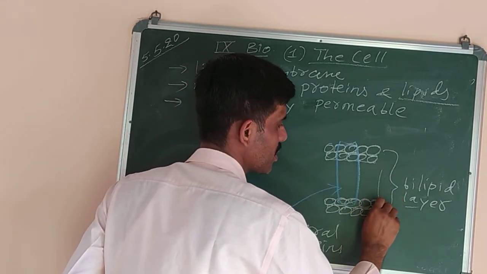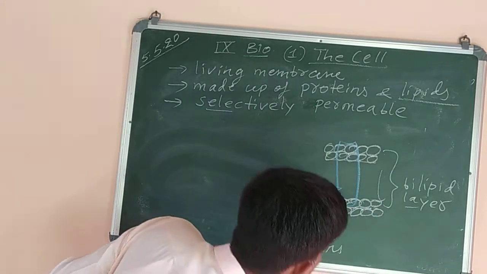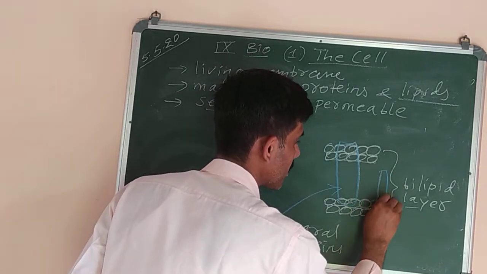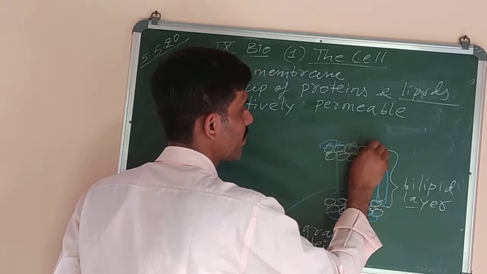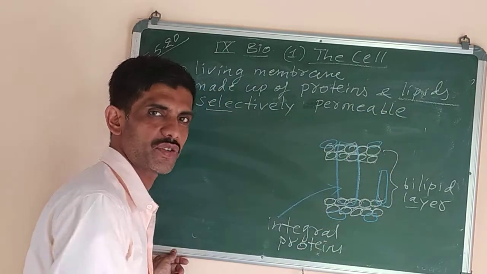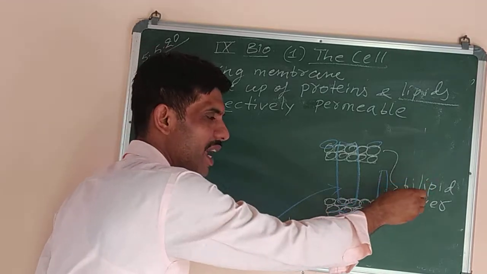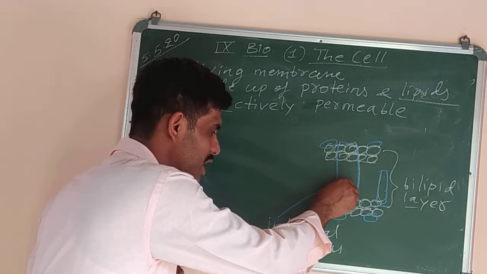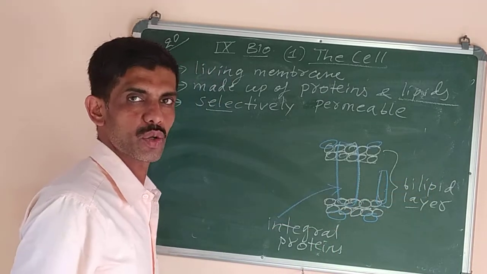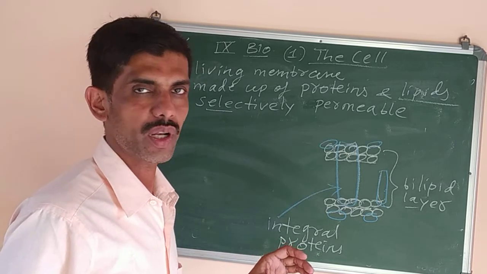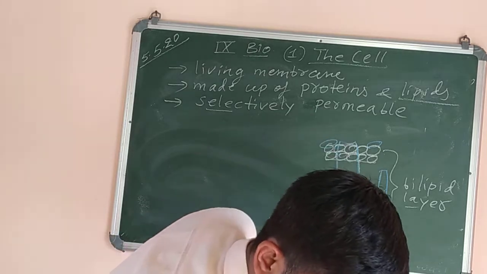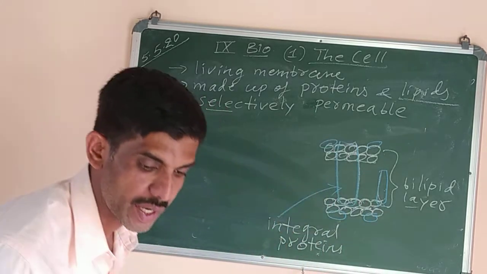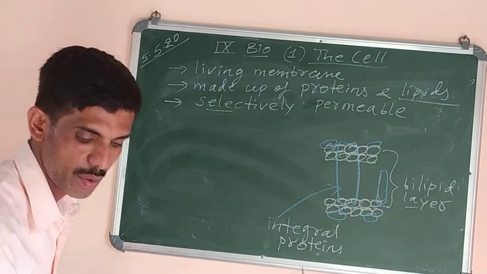If some protein molecules are here, they have different names. If they are outside, extrinsic protein. If they are to the side, lateral proteins, intrinsic proteins. They are the names given to the position of protein molecules in the fat layers. Okay, got it now? So now next we have to study the functions of cell membrane.